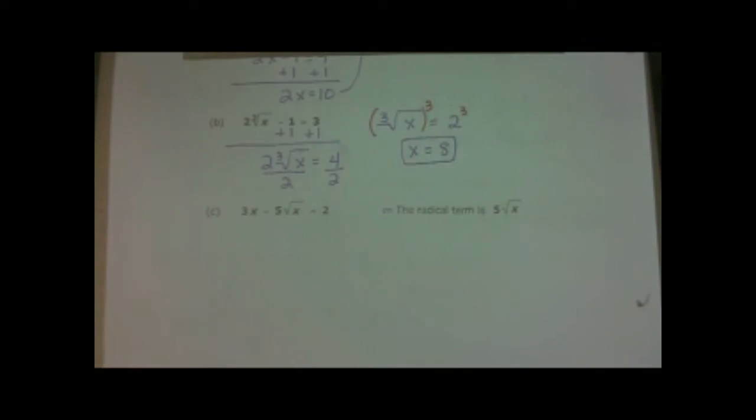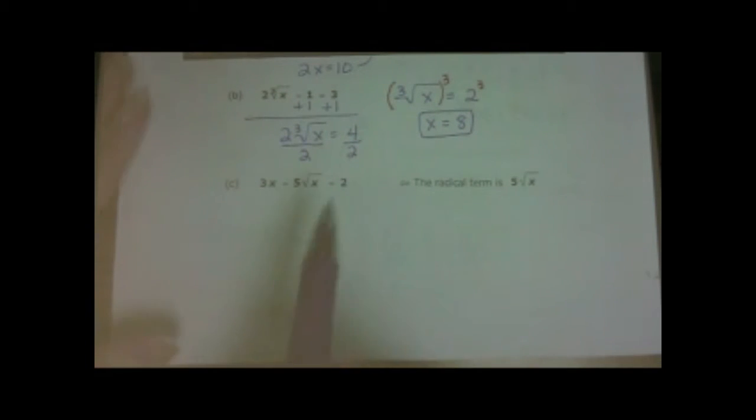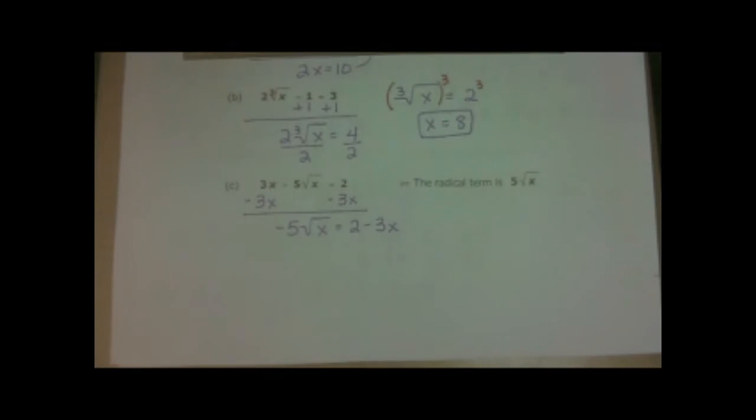All right. This next one is a little bit more complicated because it doesn't just have a square root of x. It's also got this over here. All right? So here's what we're going to do. We've got to get that radical term, this, all by itself. So subtract 3x from both sides. And what I've got here is negative 5 square root of x equals 2 minus 3x.